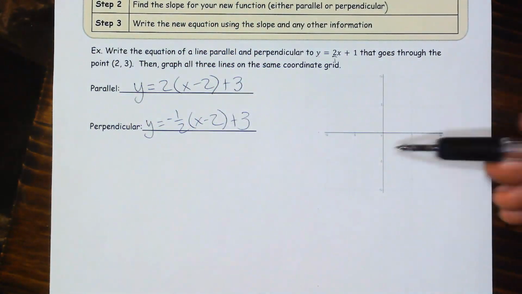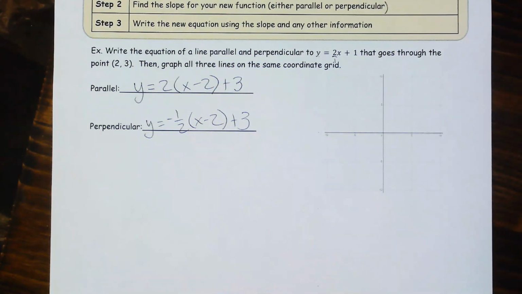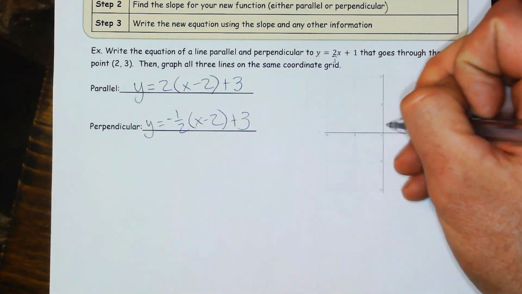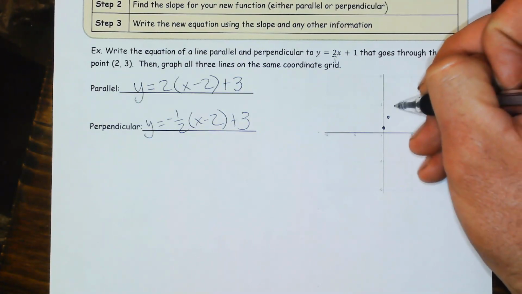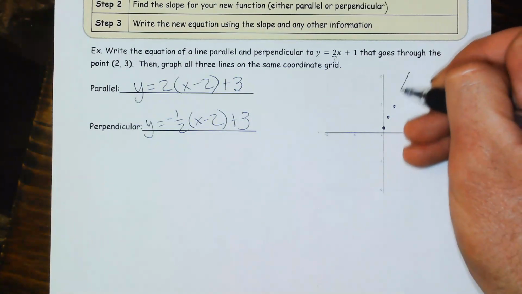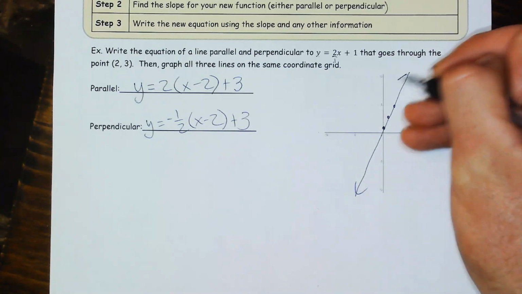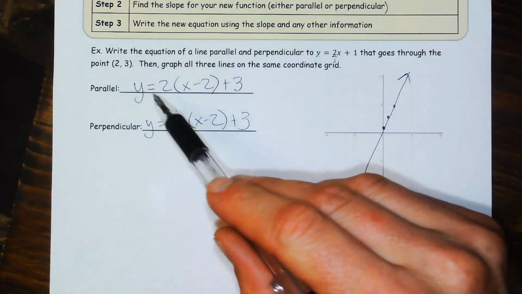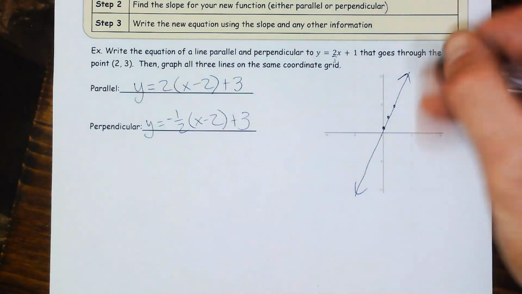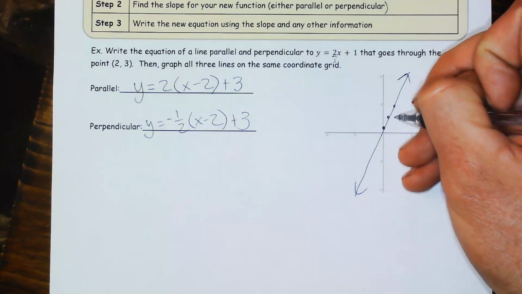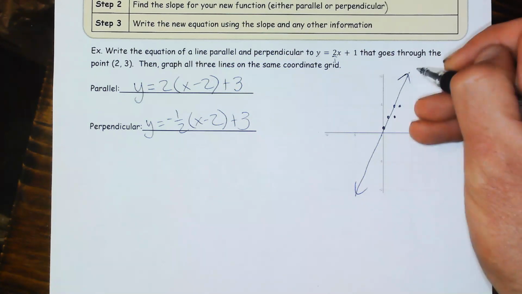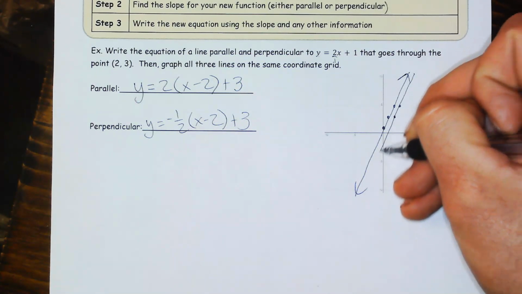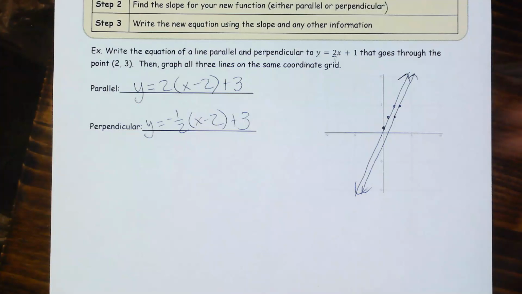So what I asked you to do is graph all three lines on the same coordinate grid. So y equals 2x plus 1. So 2x plus 1 is going to give me this line right here, like that. If I go to the point (2, 3), and then go up 2, over 1, this would be my parallel line. And I just wanted to give a visual on what parallel and perpendicular mean.